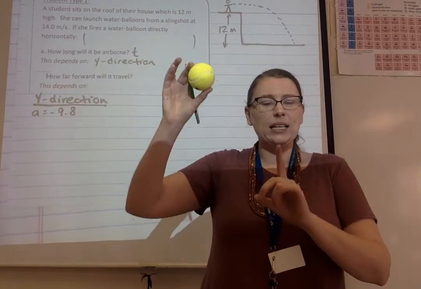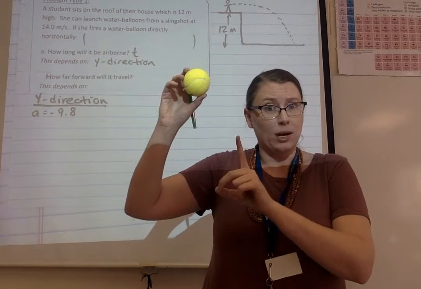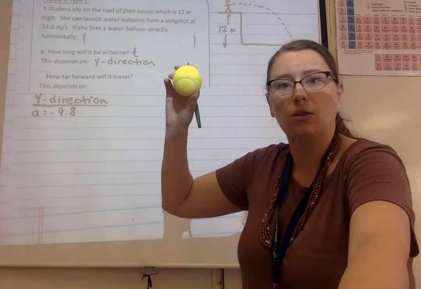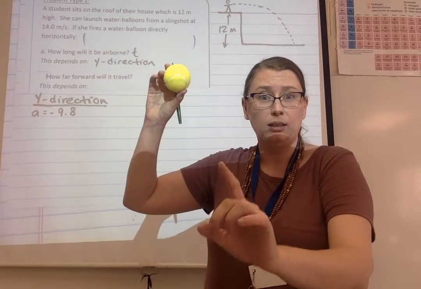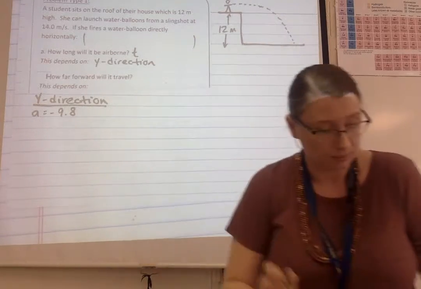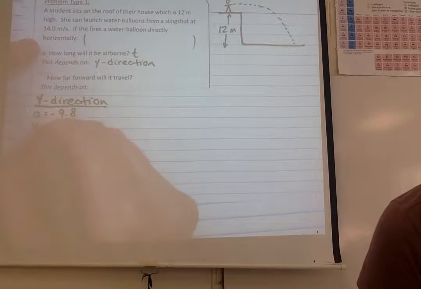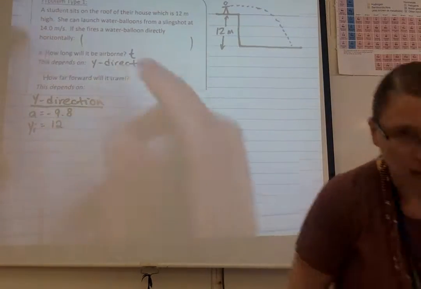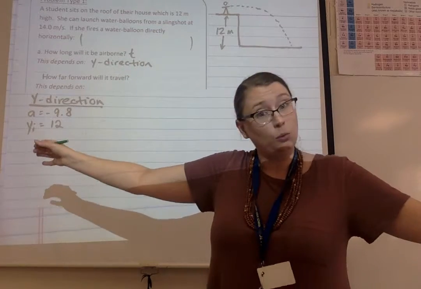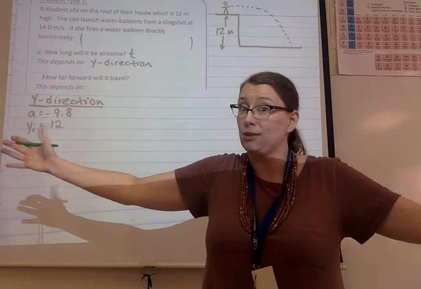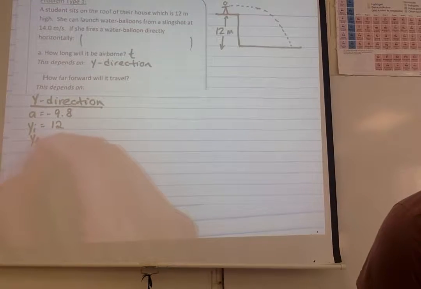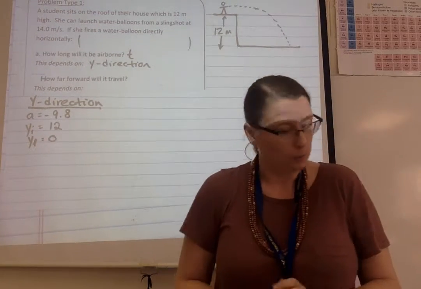So what's the initial position in the y direction? I'm going to call the ground 0. So the initial position in the y direction is the height of her roof, which was 12 meters. So y initial is 12. Okay, and the y final, at the end time we care about, when it hits the ground. So how high is it when it's on the ground? 0. So y final, that's 0.